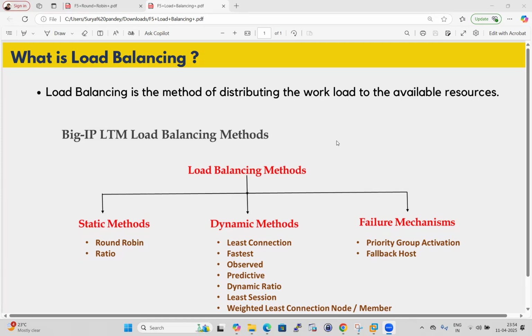So what is load balancing, guys? Load balancing is a method of distributing the workload to the available resources. Now, what is the benefit of load balancing? What is the benefit of F5?